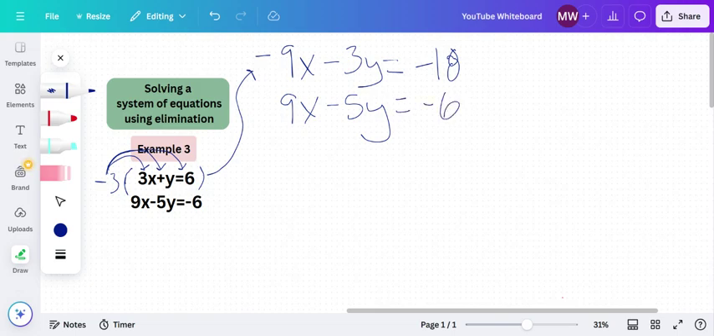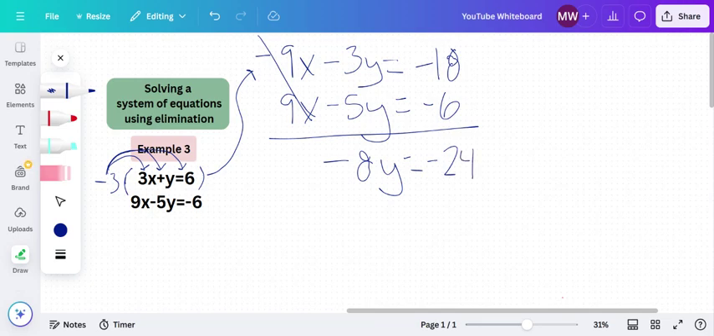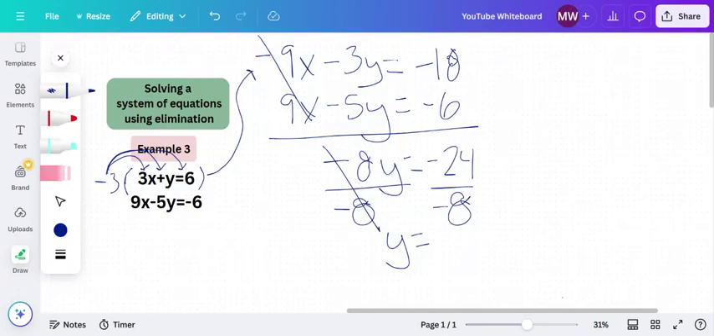Now I have x's that can cancel out because they have the same number out front, but opposite signs. So I'm going to go ahead and get rid of my x's, and now I can start combining my y's. Negative 3y minus 5y gets me negative 8y. Negative 18 minus 6 gets me negative 24. And then to finish off the equation, I've got to get y all alone. So I'm going to divide by negative 8. So that cancels out. Same thing on both sides, so I'm going to end up with y equals 3.